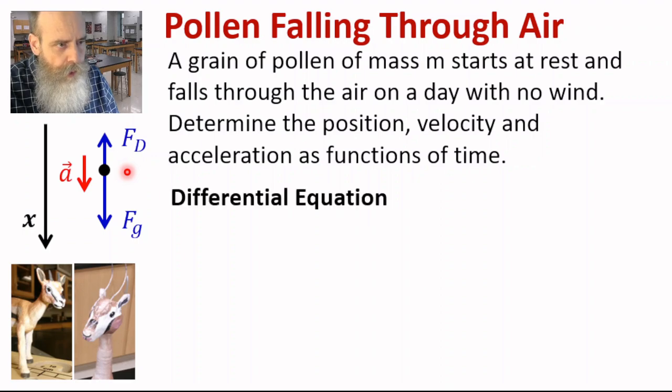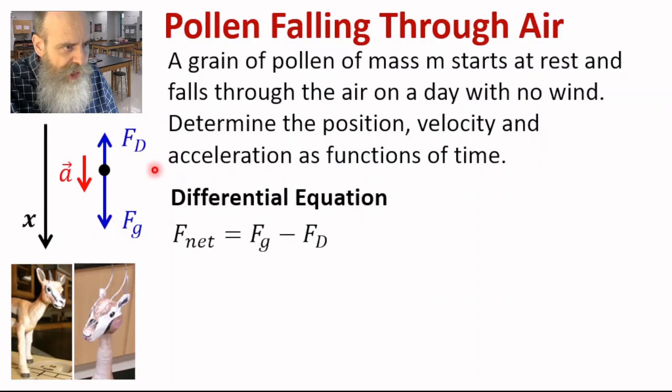Let's write the differential equation. We'll apply Newton's second law to this free-body diagram. We'll take down to be positive. So the net force is Fg minus Fd. Since the drag force is upwards, I put a negative sign in front of it. And that equals mass times acceleration.